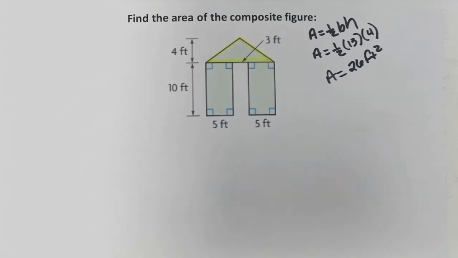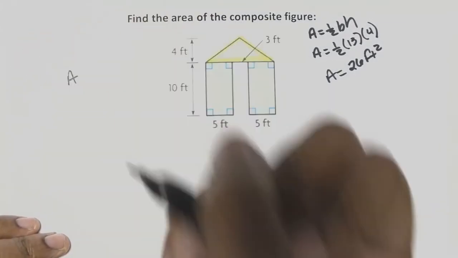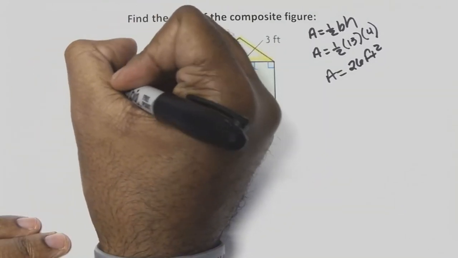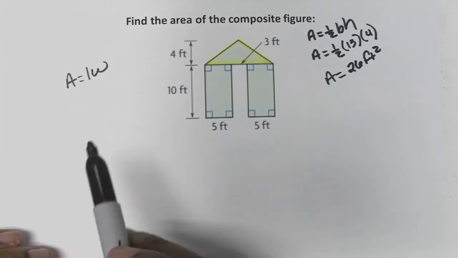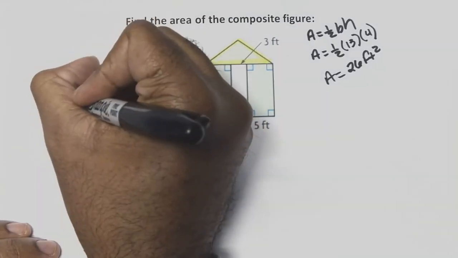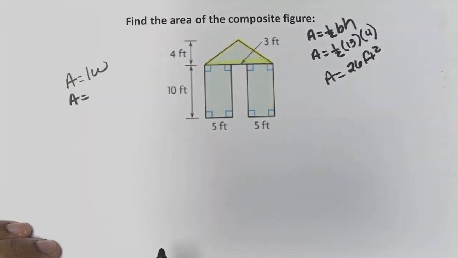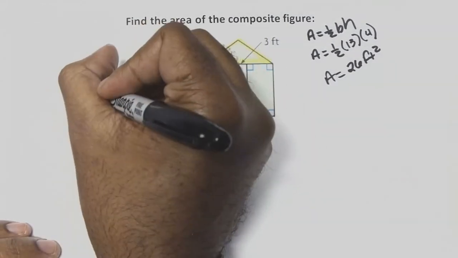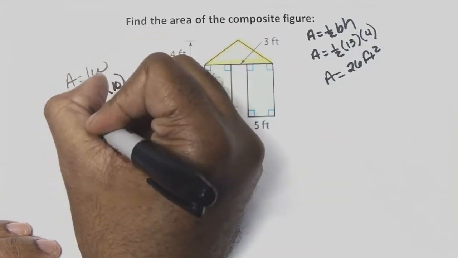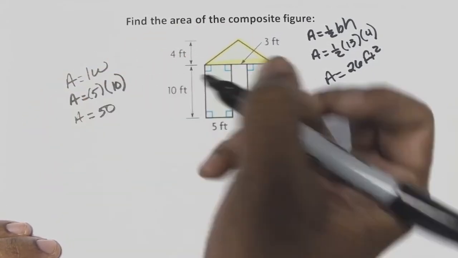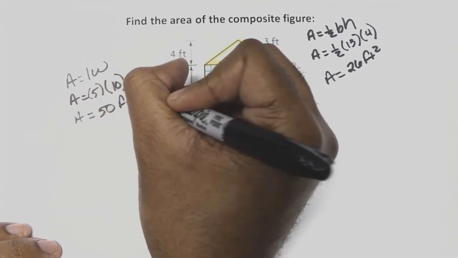So now let's find the area of our rectangle, or rectangles. So again, since we know that both of these are the same, I can just double it to represent that one. So my length is going to be 5. My width will be 10 to get an area of 50 feet squared.